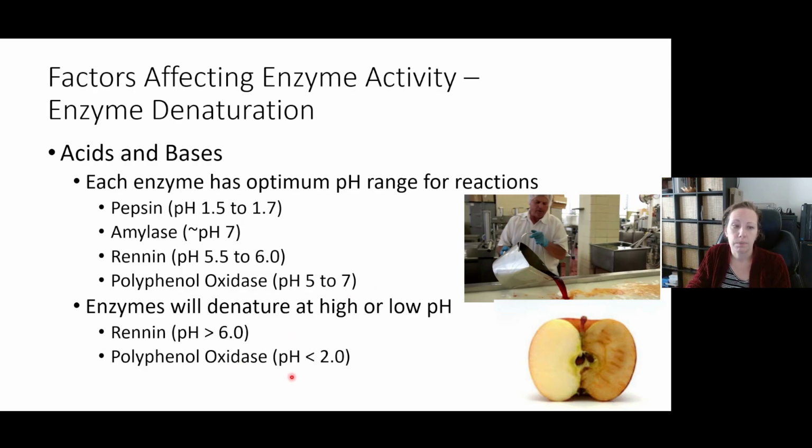Okay. Now to denature this particular enzyme, it has to be below pH 2.0, which is really low. And so you'd have to add so much lemon juice that you'd be really affecting the flavor of the apple. And so you typically won't be able to fully inactivate the polyphenol oxidase, but you can get it into a range where it is not as happy, not as optimal, and not working as well.